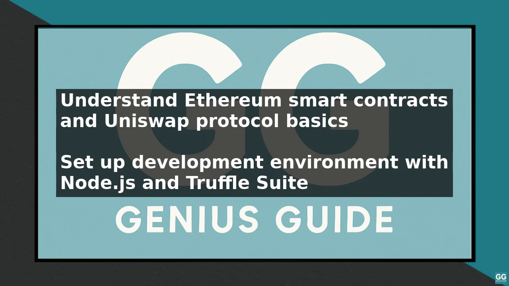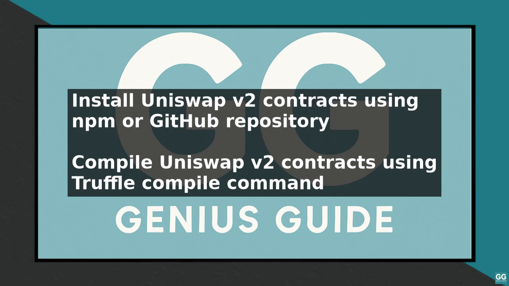Truffle Suite is a set of tools that make it easy to build, test, and deploy smart contracts. Next, you need to install the Uniswap v2 contracts using NPM or GitHub. You can find the Uniswap v2 contract repository on GitHub, which includes all the necessary contracts and scripts for deployment.